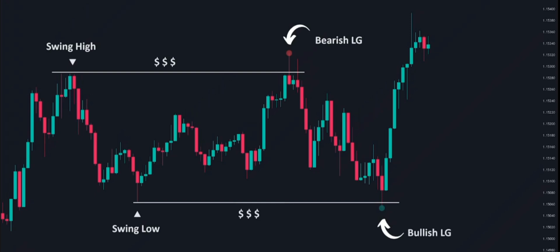Liquidity grabs highlight areas where the market sweeps stop losses before reversing direction. These zones can be powerful signals for smart money entries, especially when combined with other concepts. So let me show you how.